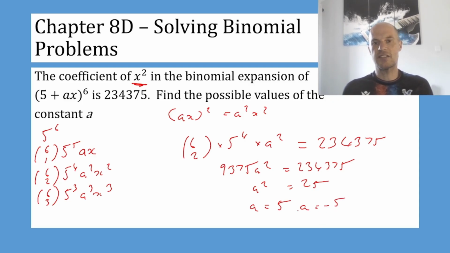And if you wanted to test it, turn this into (5 + 5x) or (5 - 5x) to the power of 6. Do the expansion and you'll see that the coefficient of x squared, whether you use minus 5 or plus 5, will indeed be 234,375. I probably wouldn't bother if I were you. That sounds like a lot of work. If you've got half decent skills at doing the binomial expansion, then I'm pretty certain you will have got it correct.